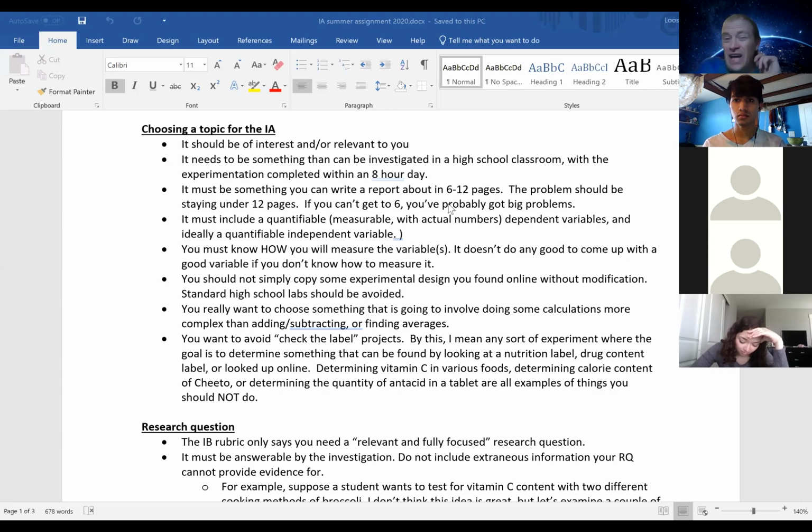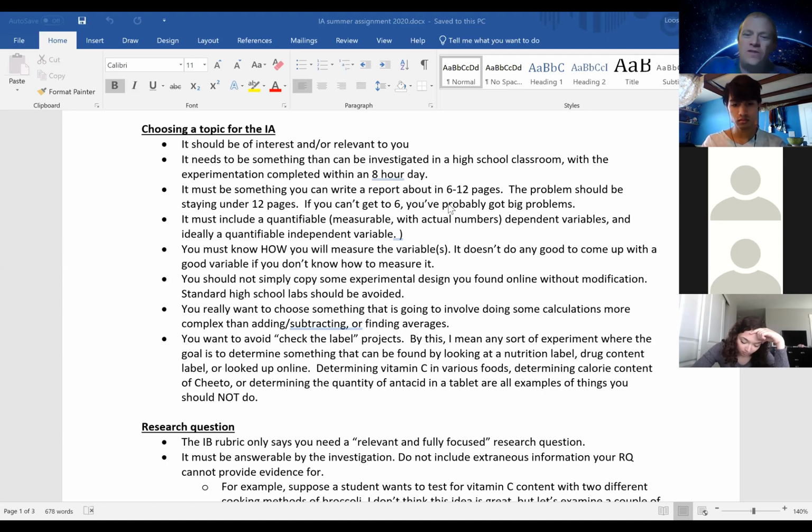Now, that might seem like a lot, but by far, usually the problem is that people can't fit their IA in under 12 pages. What you've got to remember is you're going to have things like big data tables, and things like that take up a lot of space. So staying under 12 pages is by far the biggest problem. If you can't get to 6, you've got a big issue anyway. So the problem tends to be staying under 12.